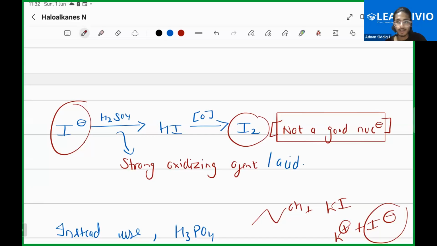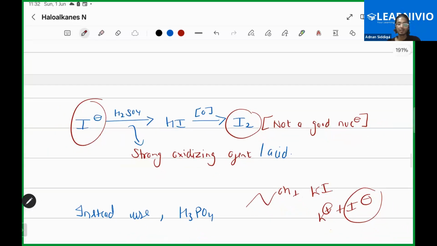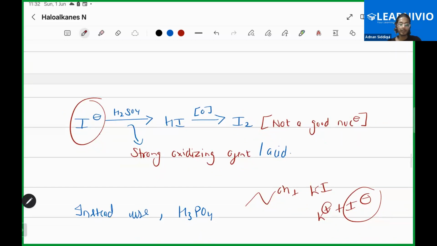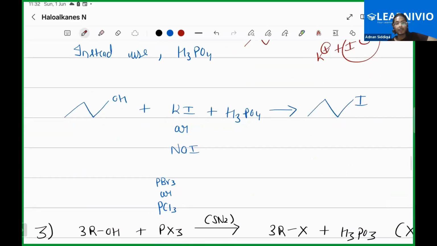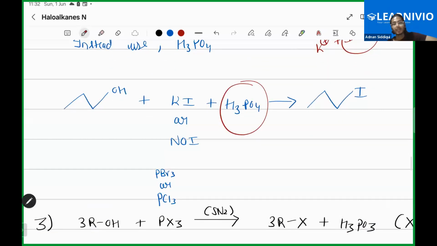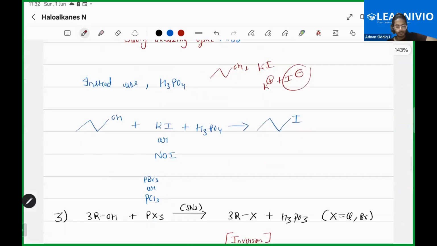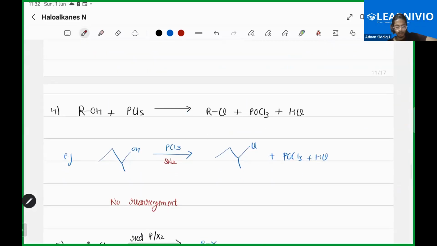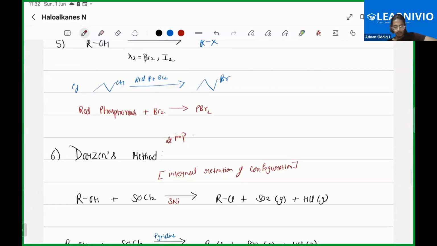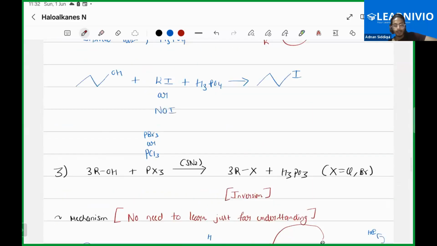Yes, sir. So why don't we use H2SO4 as a medium while preparing this? The reason is that H2SO4 is a strong oxidizing agent. And in the place of H2SO4, what do we use? H3PO4. Is it clear? Yes, sir. Right. Okay, we will discuss this in the next class.